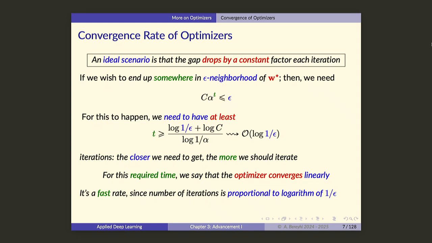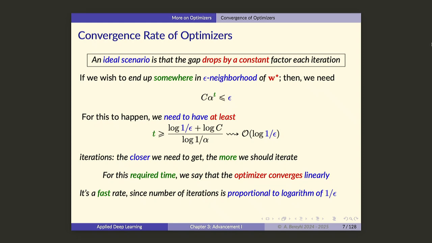If you want to just get from 10 to the power minus 3 to 10 to the power minus 10, then you just need to double the amount of time that you need, which is a great thing, right? So 10 to the power minus 5 to 10 to the power minus 10 is a huge difference, right, when you think about this from the accuracy point of view. So this is what we call an optimizer with linear convergence speed.